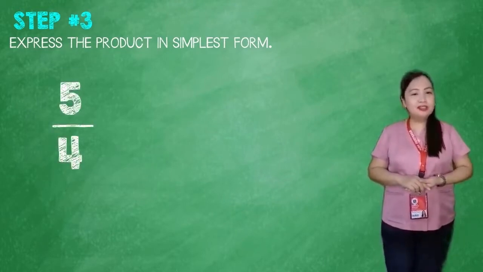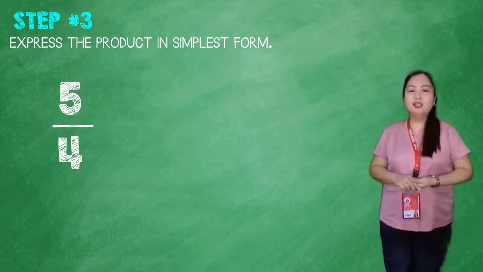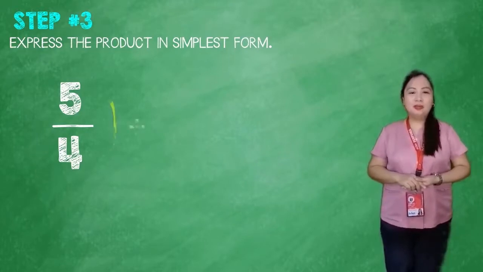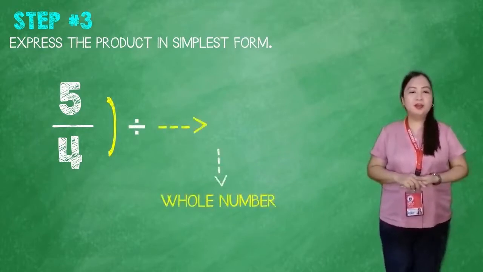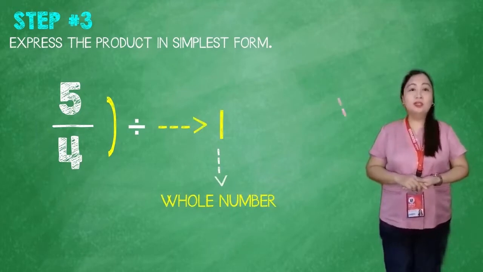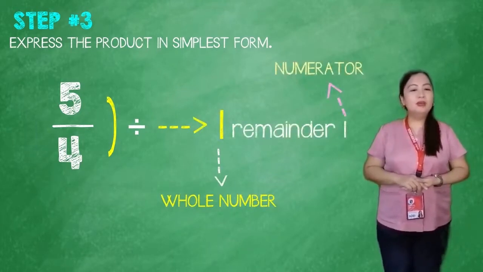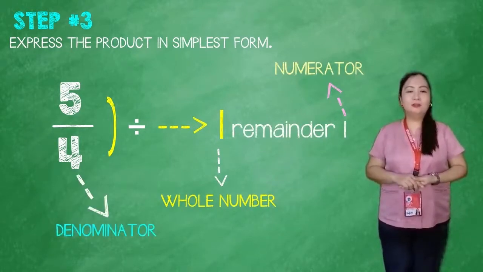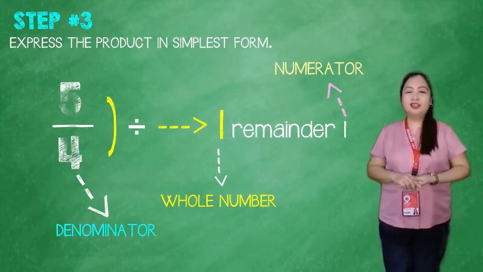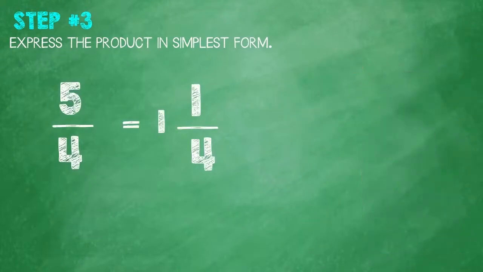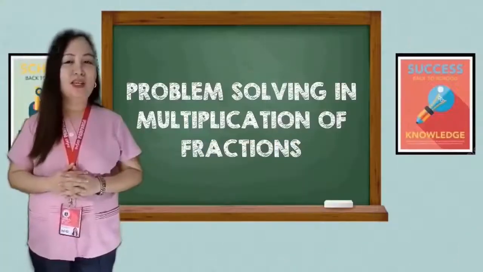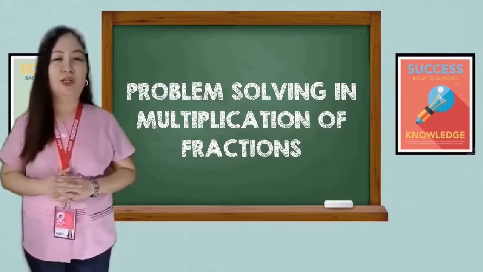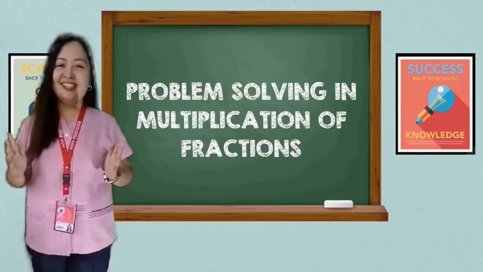Since 5/4 is an improper fraction, we can still change it to mixed fraction. Let us divide 5 by 4. The quotient is 1 and the remainder is also 1. The quotient 1 will be the whole number. The remainder 1 will become the new numerator, and the divisor 4 is still the denominator. So the mixed fraction is 1 and 1/4. Let us see if you can follow the steps in problem solving in multiplying fractions. How about another word problem? Are you ready, Super K kids?